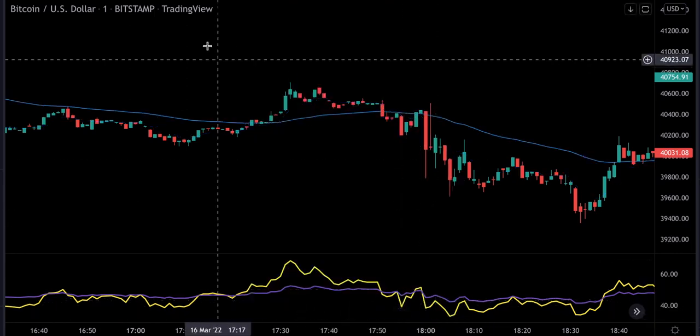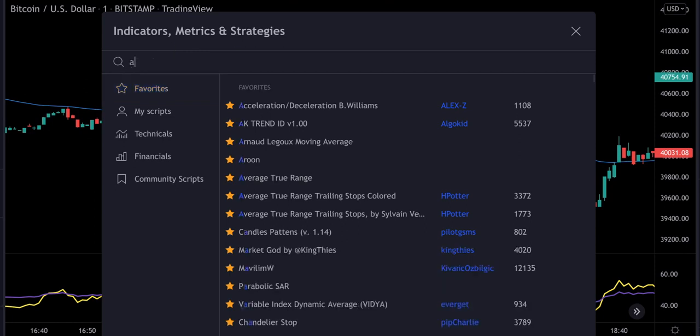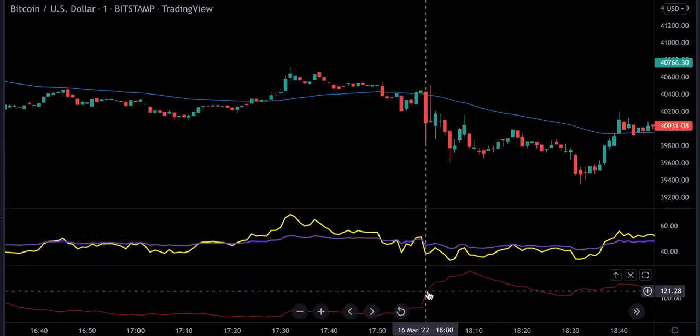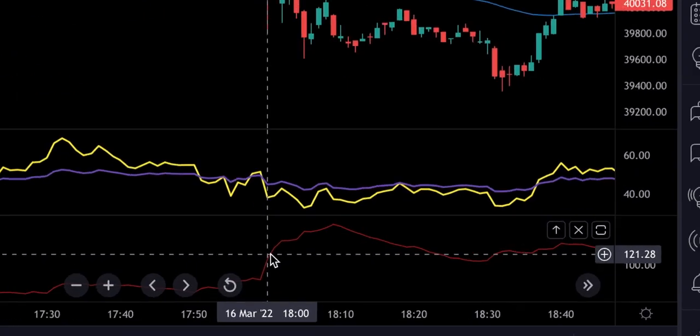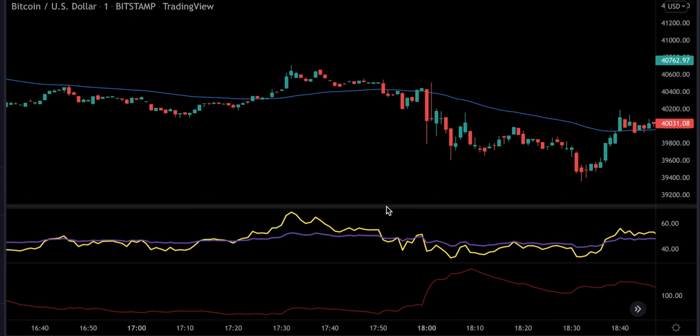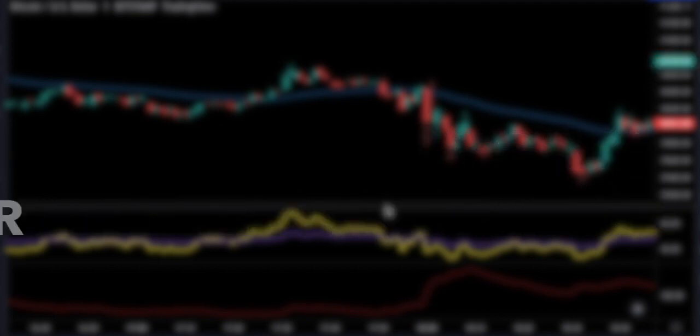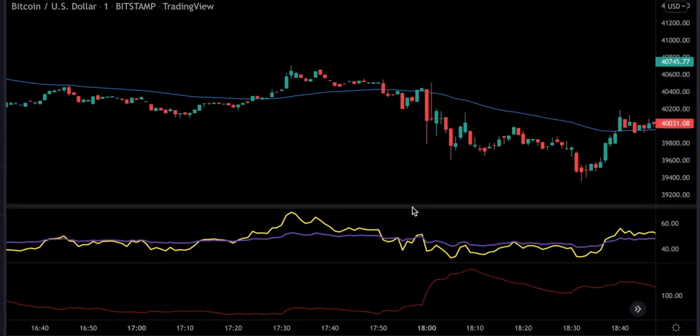And for the last indicator we're going to use an ATR indicator, average true range. We're going to use the value of this ATR indicator in order to determine our stop losses and take profit targets. You can see the value on the right hand side. For simplicity purposes, we're going to use a 2-to-1 risk to reward ratio. Our stop loss is going to be at 2 values of the ATR, and our take profit level is going to be at 4 values of the ATR. So let's get into our entry rules.